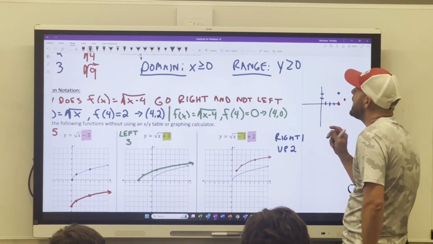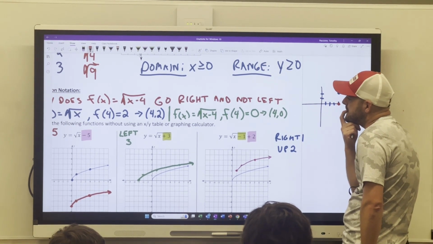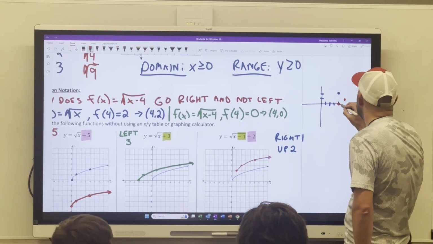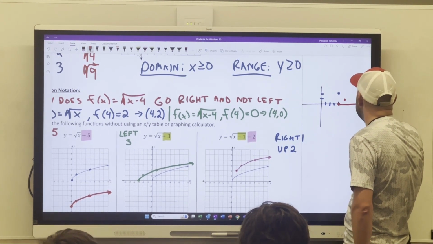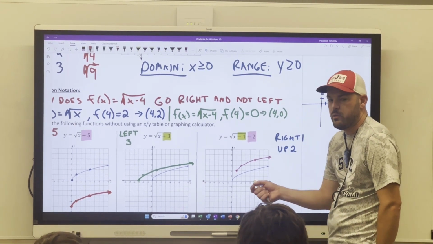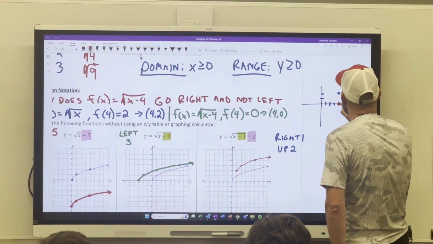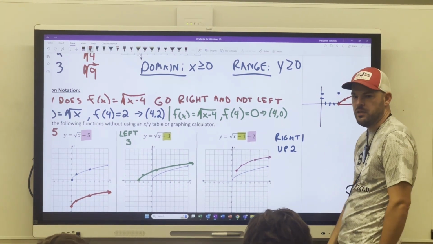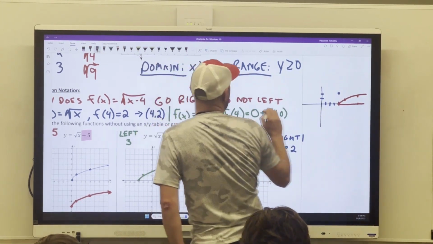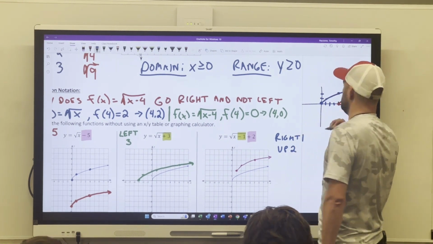Now let's say I plugged in, I don't know, 8. And I'm all the way out here now, right? At 8. 8 minus 4 is what? Square root of 4 is 2. So at 8, I'm at 2. And see how I'm all the way over here with all my outputs. Whereas my parent function would have had 0, 0, 1, 1, and 4, 2 over here. Right?